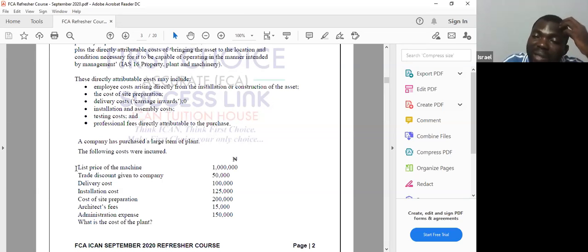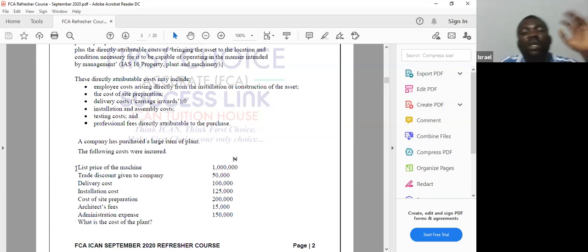The cost of the plant that we are going to use to record the asset in our financial statement is what we call, so we now look at it. The list price of the machine is 1 million. The trade discount is 50,000. So 1 million minus 50,000 gives purchase price less trade discount. The actual amount paid for the plant is 950,000.